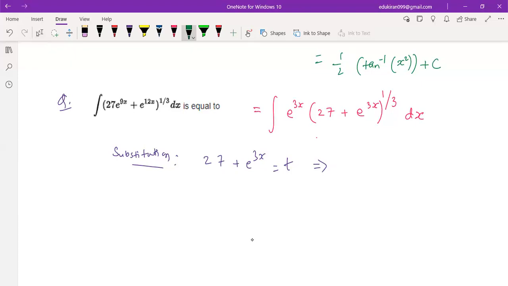So when you differentiate it, the derivative of 27 is 0, and e to the power 3x is e to the power 3x into 3, not divided by 3, into 3. The derivative coefficient of x will multiply, is equal to dt. So e to the power 3x dx is 1 by 3 dt. And 27 plus e to the power 3x is t, so t to the power 1 by 3.